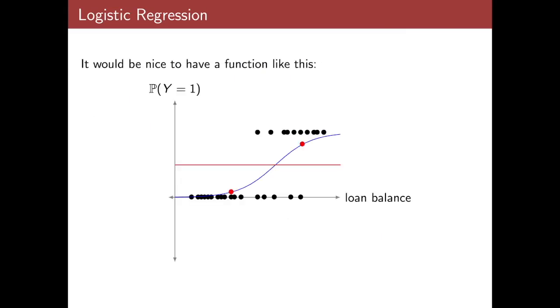And so what I would really like to have is a function like this blue curved function here that's always between 0 and 1. And maybe I have some cutoff. Here there's a cutoff that looks like it's around 0.5. And if I have a loan balance that gives me a point on that blue curve that's above that cutoff, maybe I would predict that they do default. And if I have a point that's below that cutoff, I would predict they don't default. And so I would really want that curve.